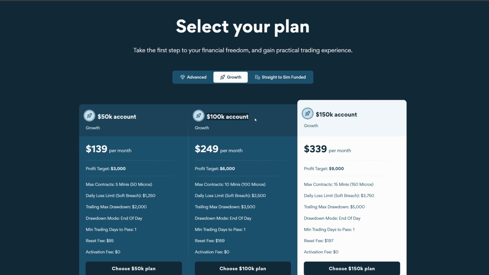Now, all the accounts that I have with Tradeify, I currently have the 50K account size. All the prop firms out there, I trade the 50K accounts, except for with Take Profit Trader, I use their 150K account sizes.